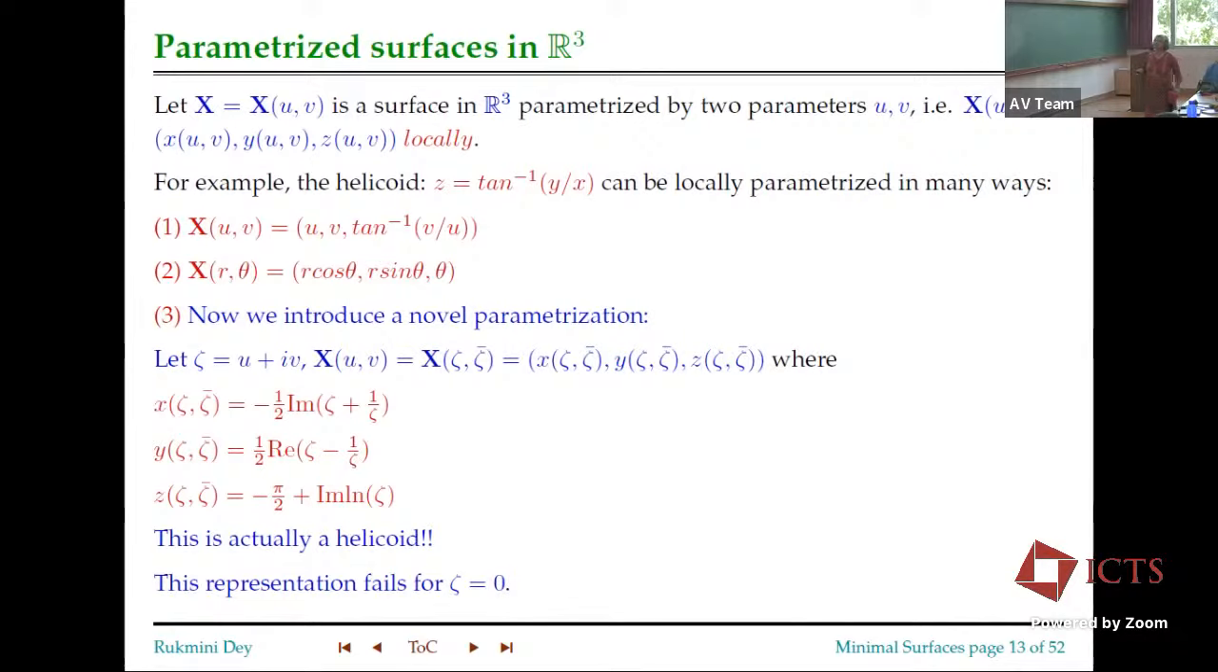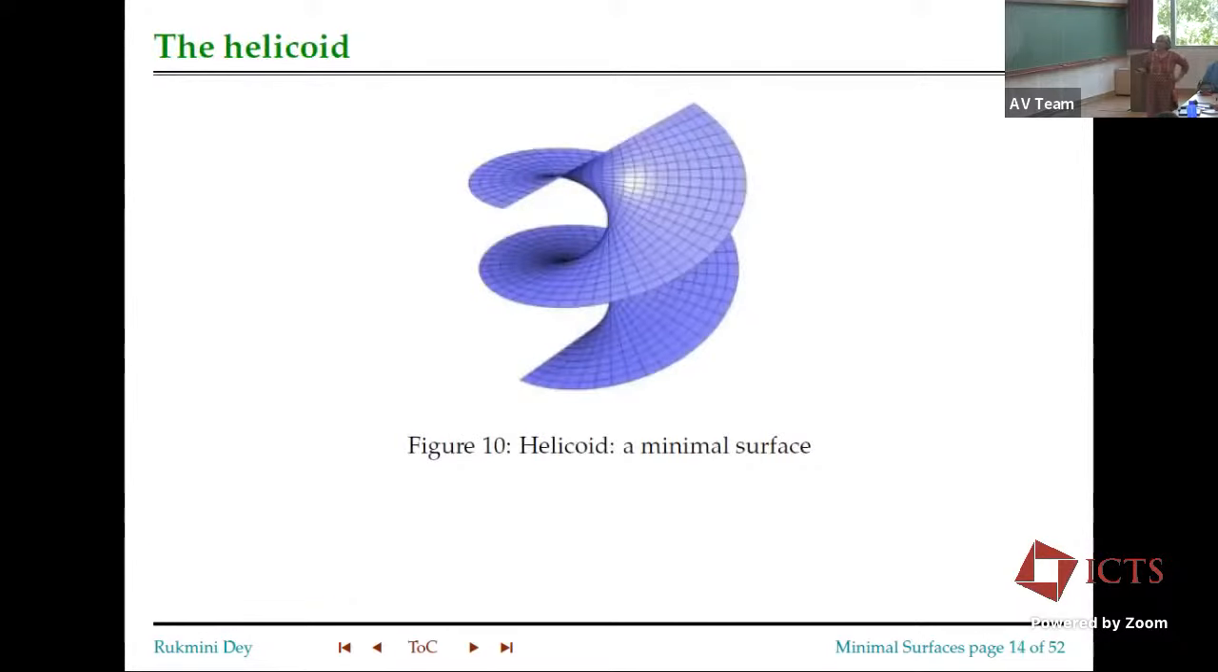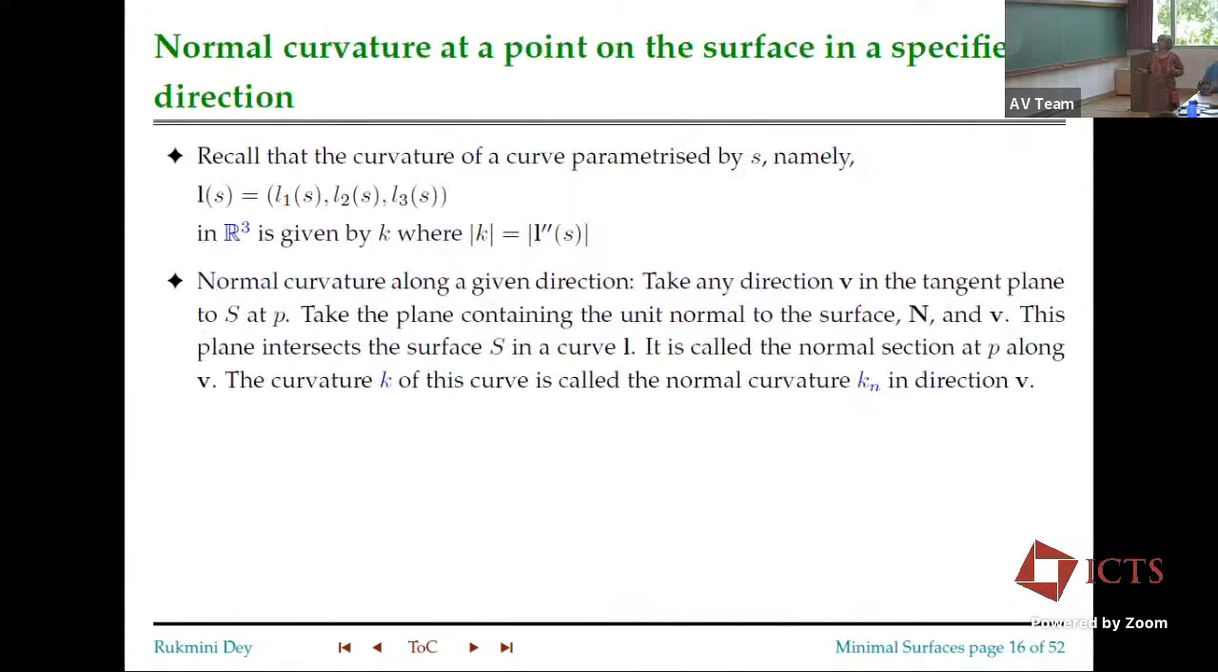For example, X of zeta, zeta bar is minus half the imaginary part of zeta plus 1 over zeta. Real and imaginary parts, all of you know? So zeta plus 1 over zeta is a complex number, and I take its imaginary part times minus half. Then the real part of zeta minus 1 over zeta, and Z of zeta, zeta bar is minus pi by 2 times the imaginary part of ln zeta. This very novel parameterization is valid because it's a minimal surface. So we'll come to this. But before that, I wanted to show you some explicit examples of minimal surfaces.